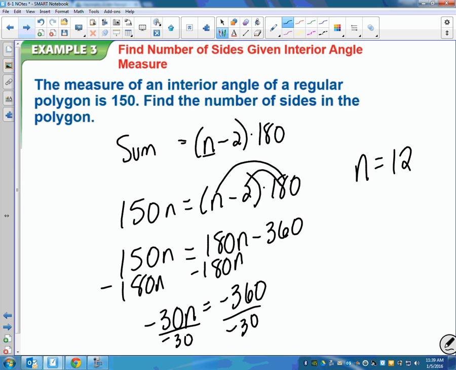Could you check your answer here? You could take 12 minus 2 times 180, then divide by 12 and see if you get 150. Someone do it.